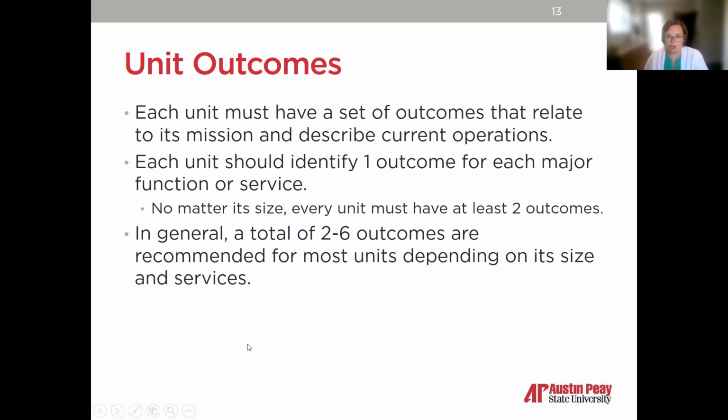And we talked about the fact that every unit, no matter the size, should have at least 2 AUOs. Usually we say 1 outcome for every major service or function. That's not always possible if you're like an office of 1, but you're doing 5 different functions. So, you know, a minimum 2, usually no more than 6. 6 is a lot for an administrative unit or an academic and student support services unit.